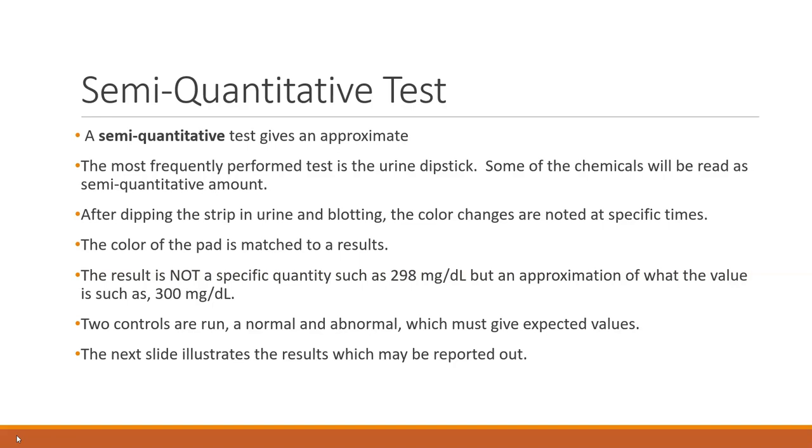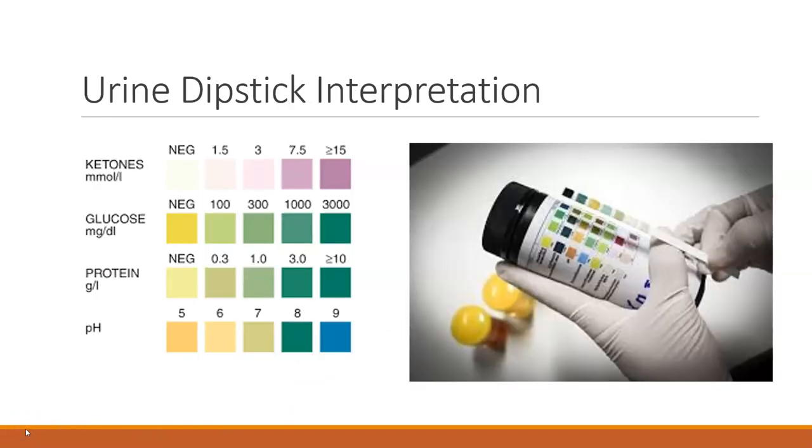The next slide illustrates the results which may be reported out. So on the left-hand side, it shows you the different levels of positivity for these 4 analytes. And then on the right, we see this has been dipped in urine, and we compare it at the appropriate times with the colors on the bottle which have the results, and that's what we report out.